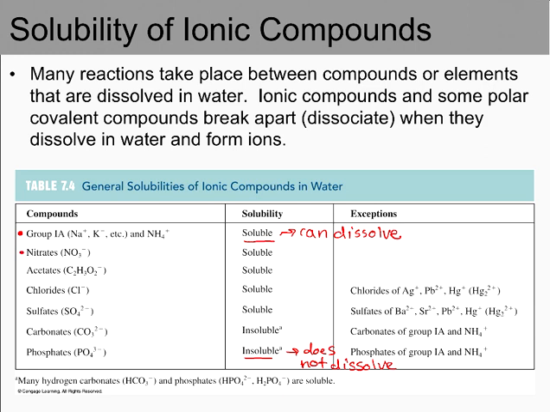And then the next set here are nitrates. Nitrates are also always soluble. So anything bonded to a nitrate, that compound will dissolve in water or break apart in water. And then acetates are also always soluble. Chlorides, so if something's bonded to a chlorine ion or a chloride ion, that is also typically soluble, but there are some exceptions. So if a chloride ion is bonded to silver, lead, or mercury, then it will be insoluble. So those are the very specific exceptions.